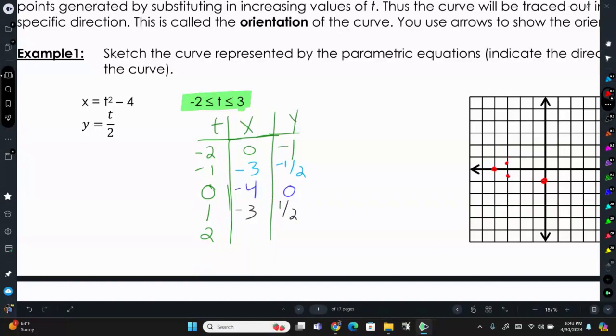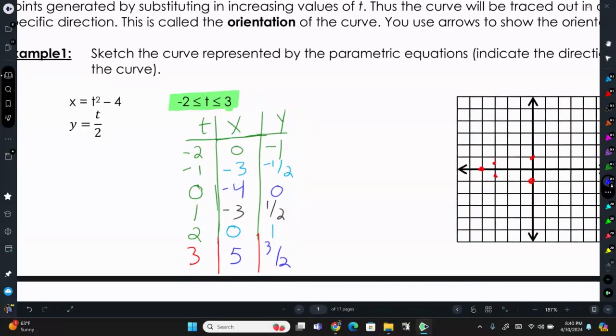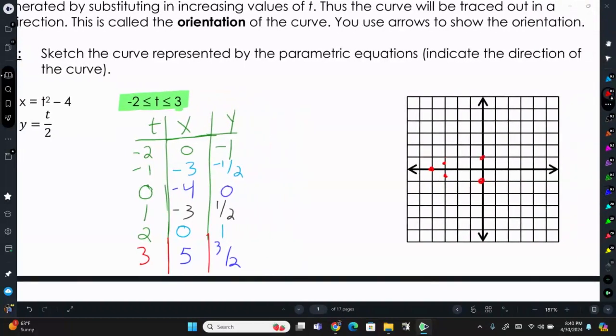And when we substitute in 2, we get 0 for x, and we get 1 for y. So 0, comma, 1. Now I forgot to go up to 3. When we substitute in 3, we get 5 for x, and we get 3/2 for y. So 5, comma, 3/2. So 1, 2, 3, 4, 5, 3/2 right there.